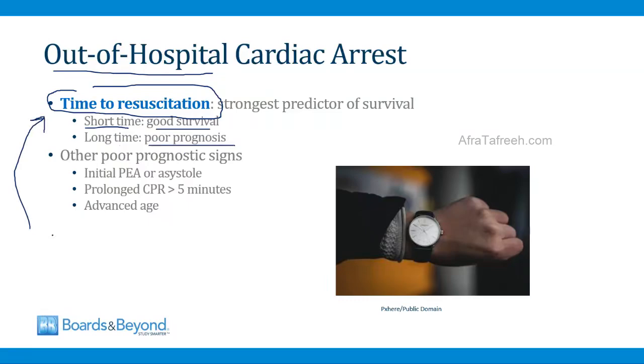Beyond this, there are many other poor prognostic signs. I've listed a couple of them on this slide. If the initial rhythm is PEA or asystole, that's a bad prognostic sign. If spontaneous circulation does not return after 5 minutes of CPR, that's a bad sign. And then, of course, advanced age is also a bad prognostic sign.